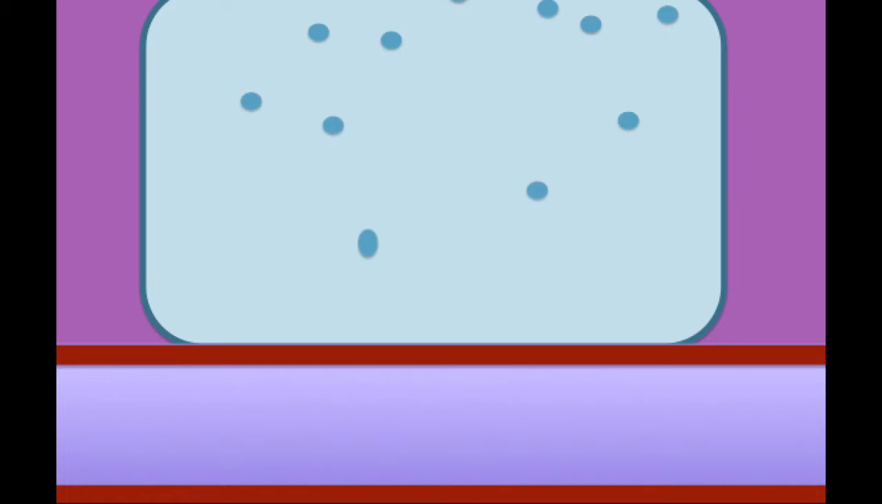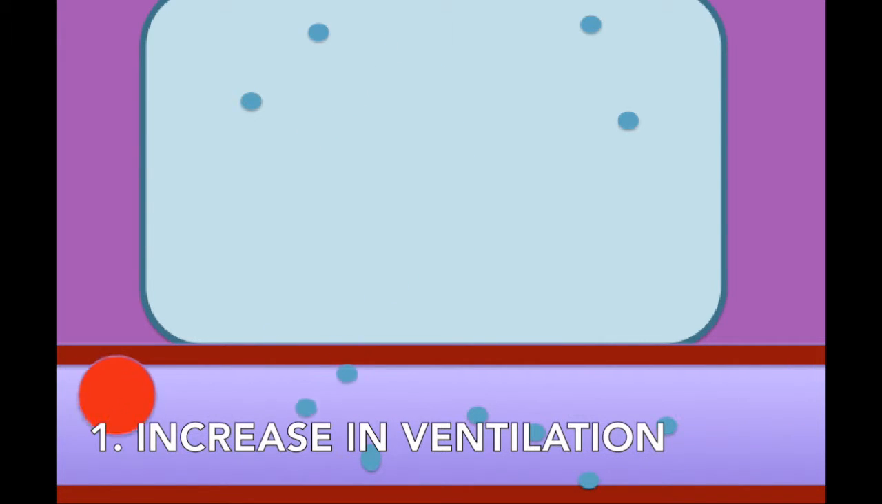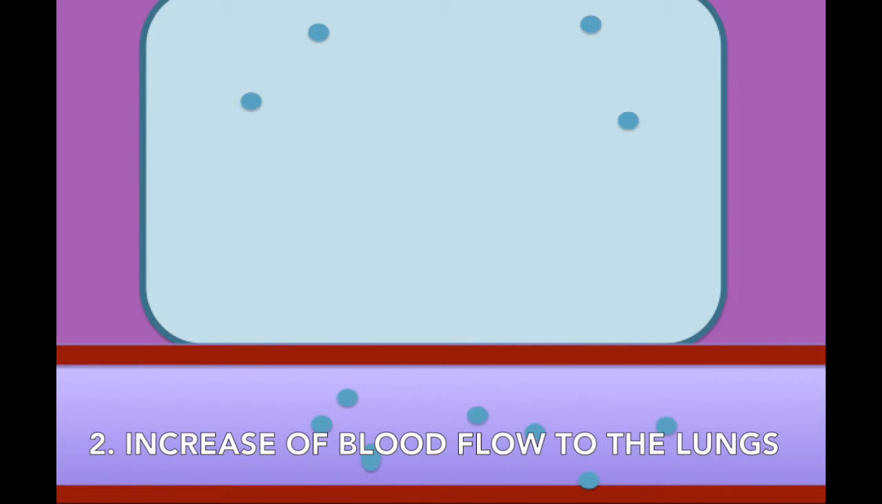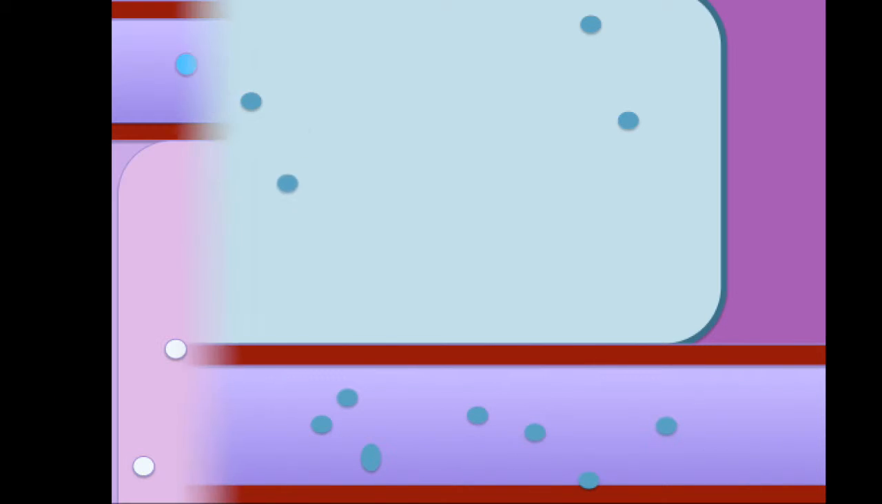So there's three different types of respiration: external, internal, and cellular respiration. External respiration refers to the gas exchange of oxygen and carbon dioxide between the alveoli of the lung and the capillaries. Total gas exchange at the lungs increases as a result of two factors. Number 1, increase in ventilation, and 2, the increase of blood flow to the lungs.